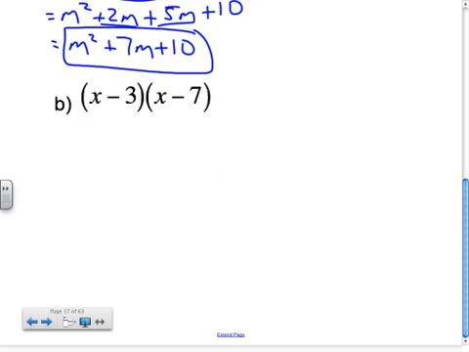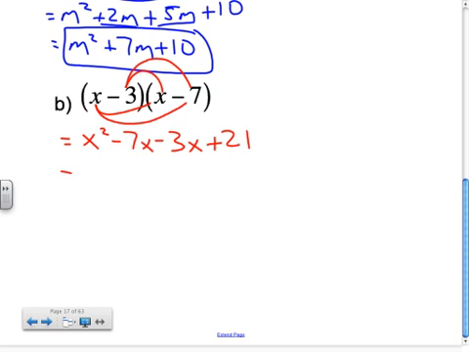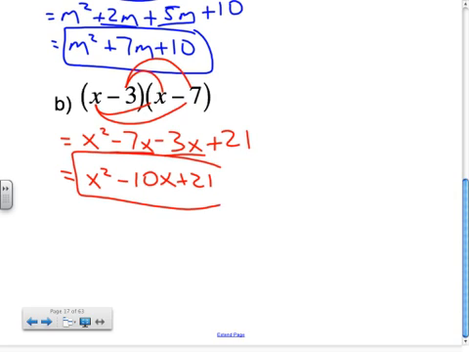Again, FOIL method, okay? First terms, x and x, that's x squared. Outside, x and negative 7, that's negative 7x. Negative 3 and x, those are inside terms, so negative 3x. Negative 3 times negative 7 is positive 21. Combining like terms, negative 7x and negative 3x make negative 10x. So I have x squared minus 10x plus 21, and that would be my resulting trinomial.